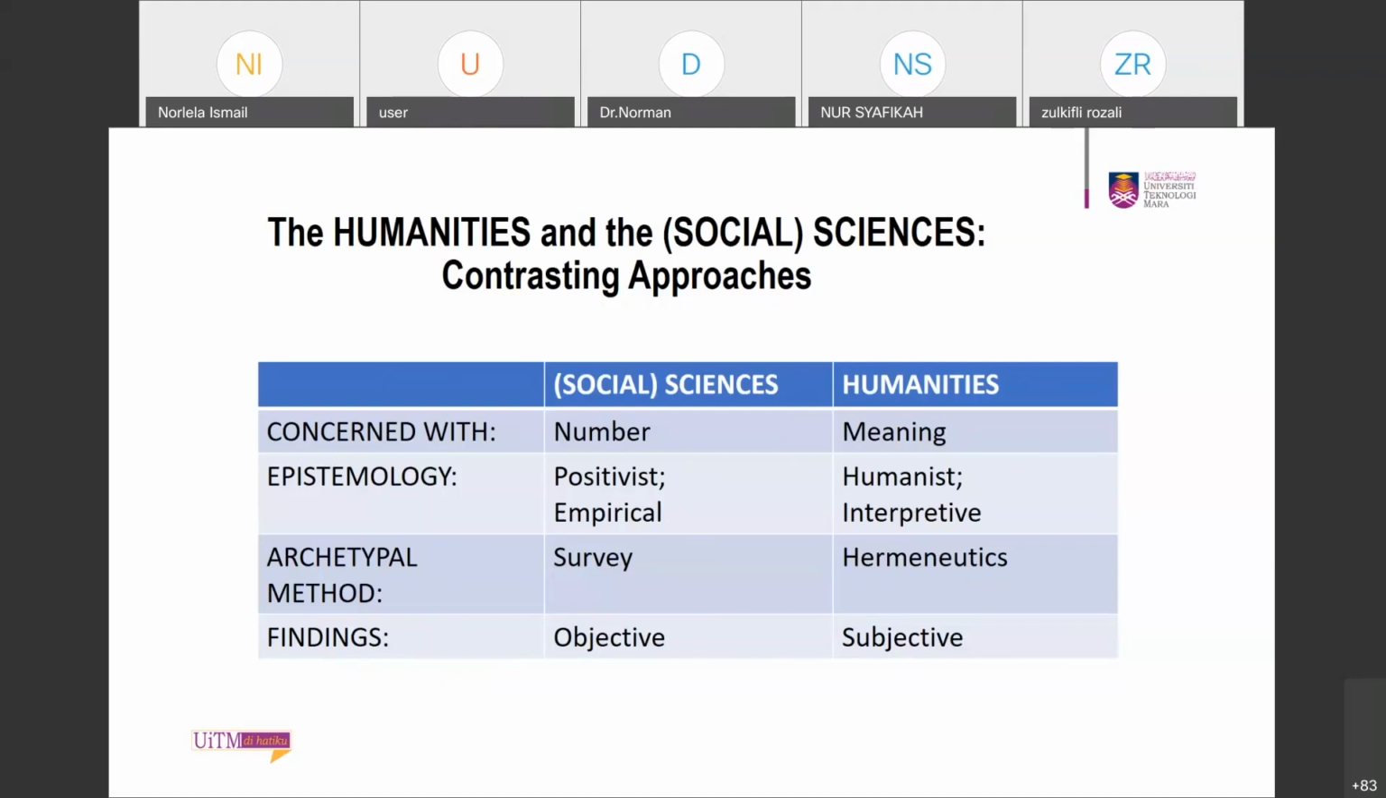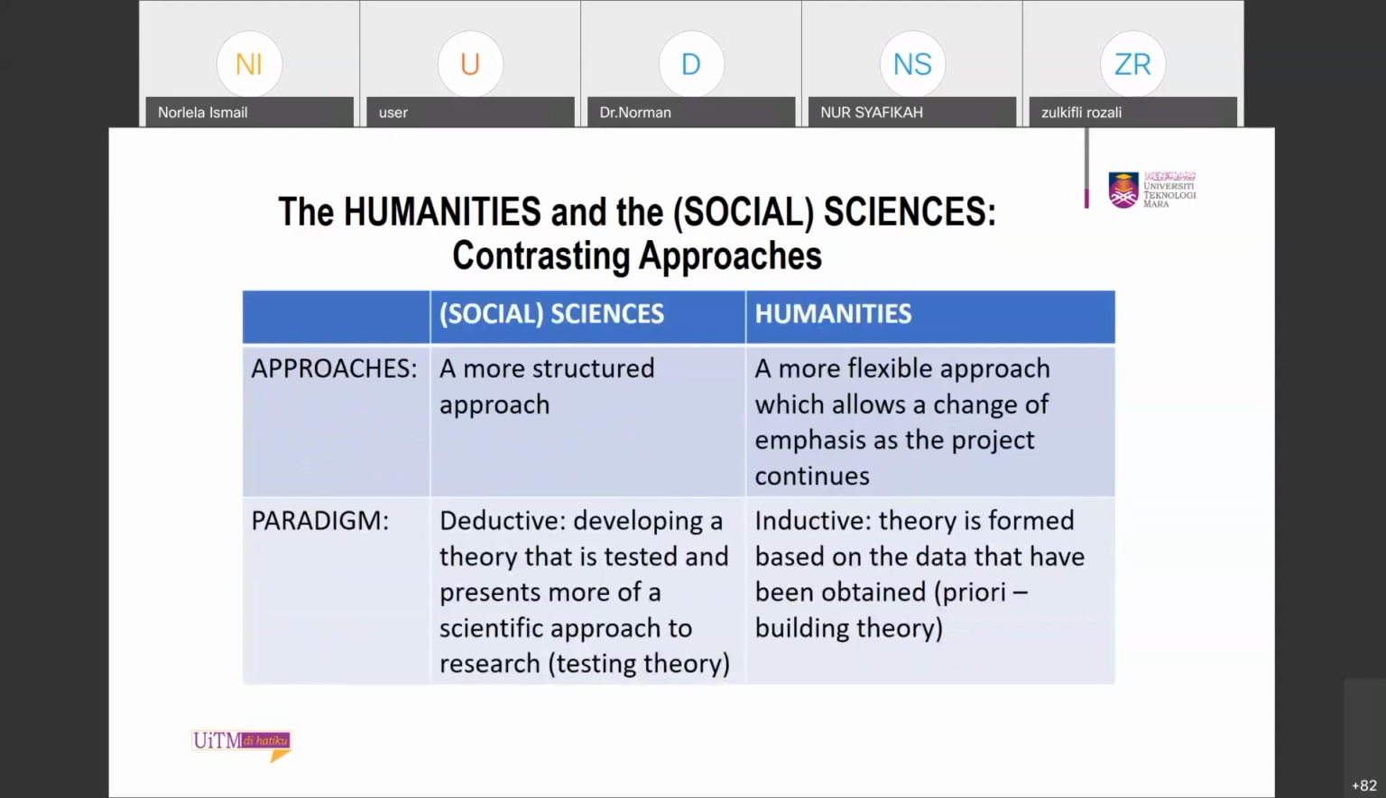And the findings, of course, in the scientific one are more objective, and in the humanities, to a certain extent, quite subjective. The sciences are more structured in terms of approach, and the humanities take a more flexible approach, which allows a change of emphasis as the project continues.